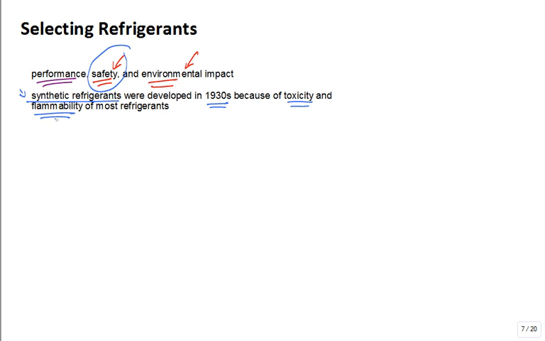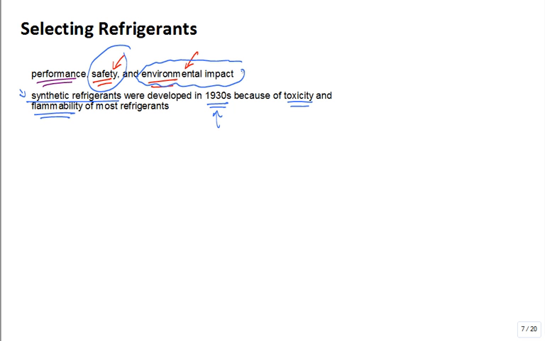They're not going to explode or burn. Ammonia can explode. It can, you know, burn. It is an asphyxiant, and some other refrigerants were even more toxic. And so this set of refrigerants came out and they did very, very well. But then people started paying more attention to the environmental impact.